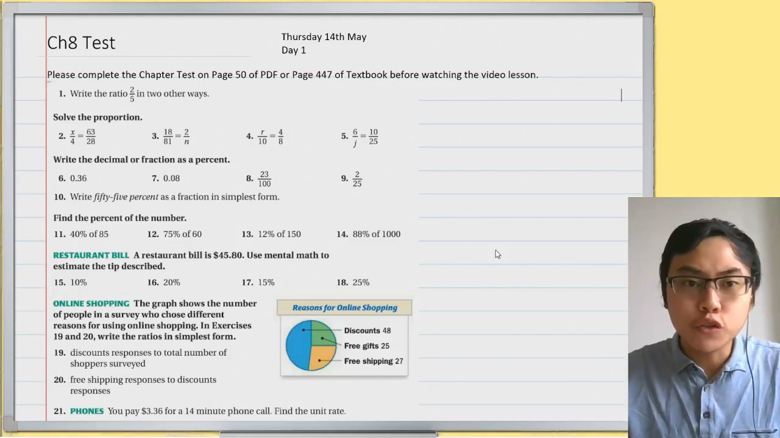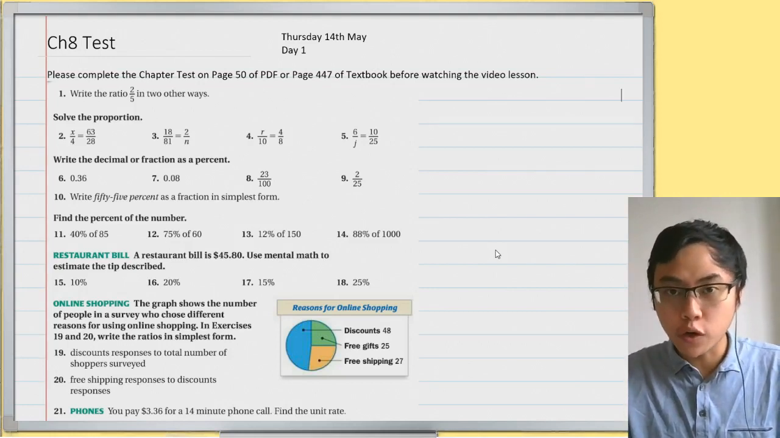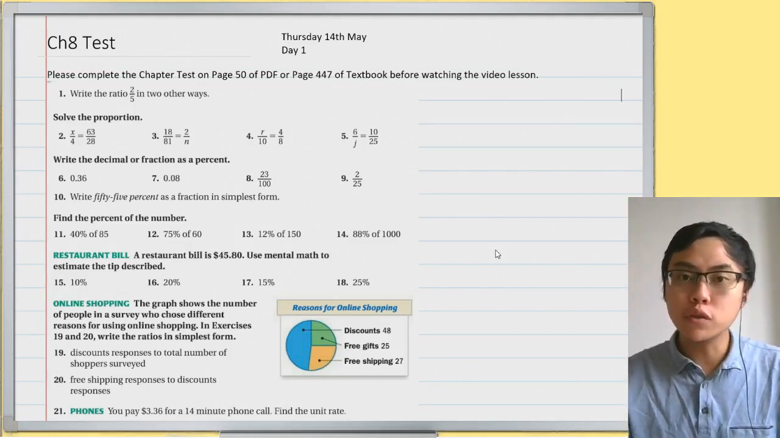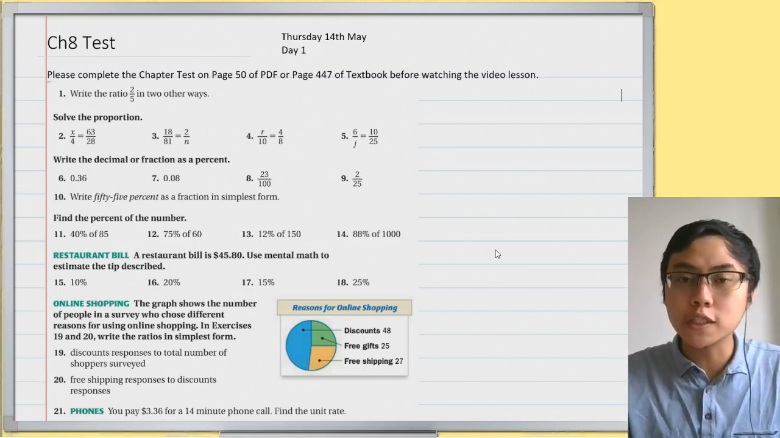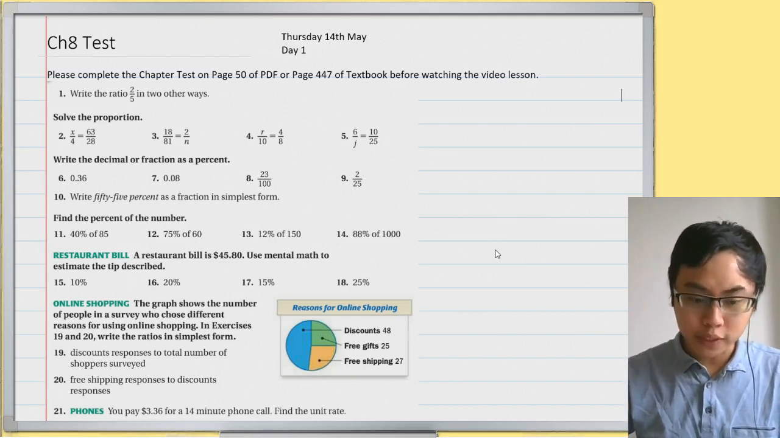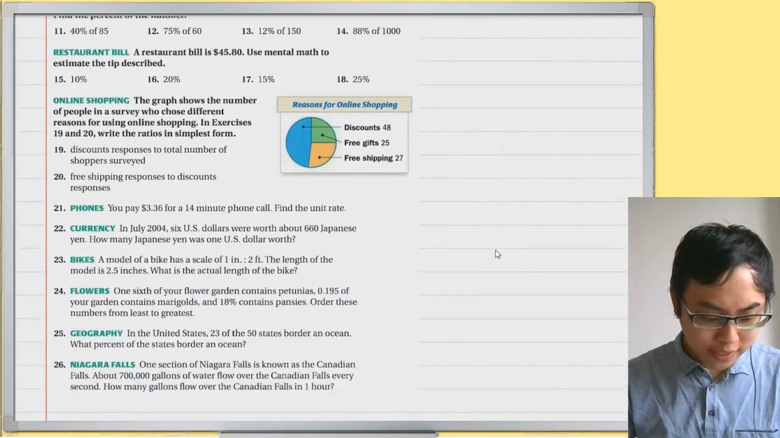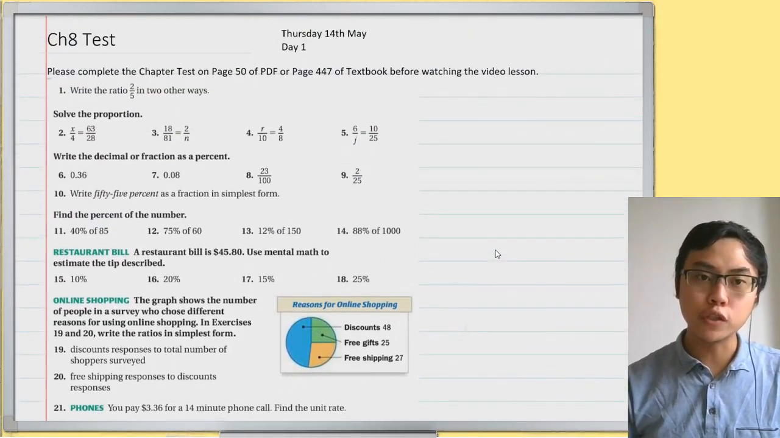Your task today is to do the Chapter 8 test in the textbook. So first of all, before you continue watching this video, please do go to the PDF of the textbook and turn to page 50 of the PDF. Or if you look at the bottom of the page number of the actual textbook, it's going to be page 447. So first of all, you need to complete all 26 questions of the chapter test before you continue watching the video.